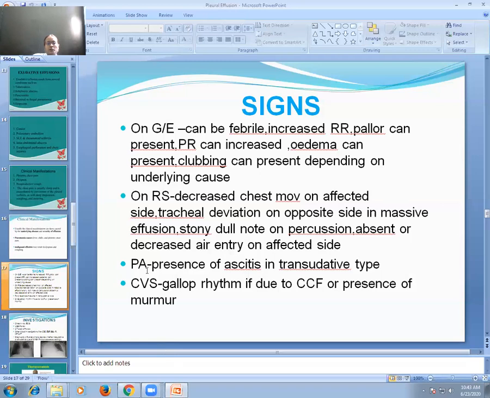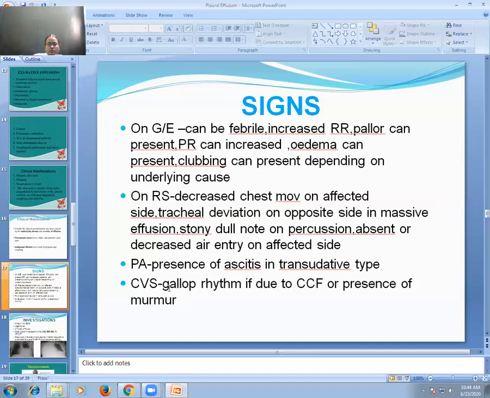Now, in case of per abdomen, if it is because of heart failure or it is a transudative type of effusion, you get presence of ascites, palpable liver, etc. Or if it is secondary to liver cirrhosis, you get the presence of ascites. Ascites means it is the collection of fluid in the peritoneal cavity, just like collection of fluid in the pleural space is pleural effusion. So collection of fluid in the peritoneal cavity is ascites. So in per abdomen, depending on the underlying cause, there is presence of ascites.